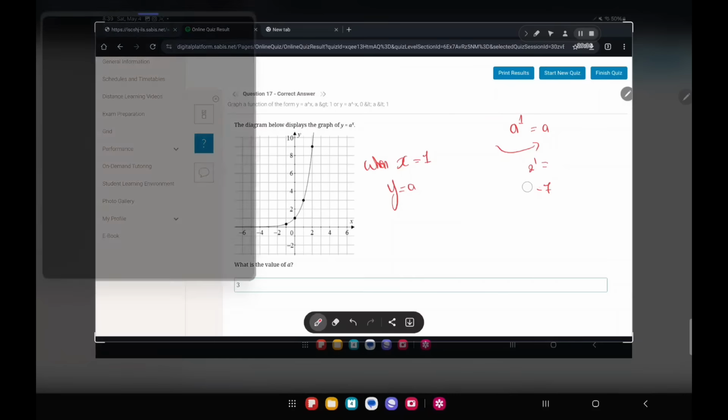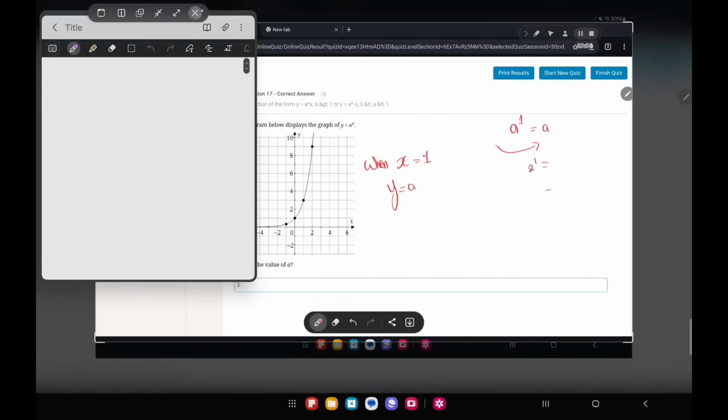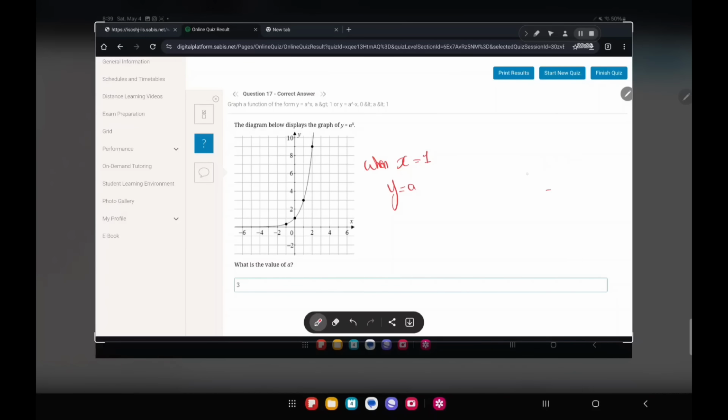So how can I know what my a is? I just look at when x equals 1. When x equals 1, I get the point 3. So what to the power of 1 gets me 3? Obviously, 3 to the power of 1 gets me 3. So my a is 3. So just look, when x equals 1, what does y equal? And in this case, y equals 3. So that means a is 3.